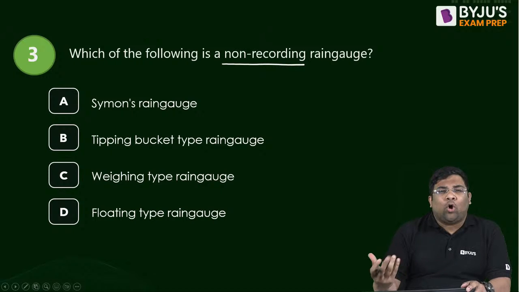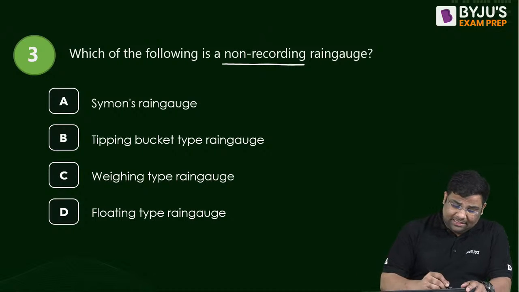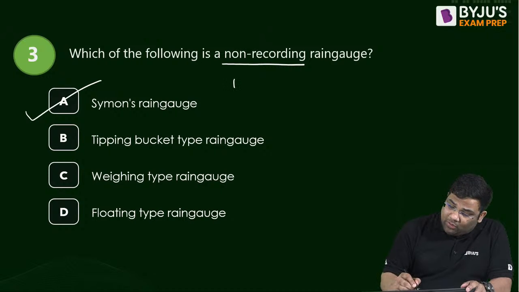Non-recording means I can say it's not automated. Which of the following is a non-recording? Yes, okay. The answer is Simon's rain gauge. So we have two types, recording and non-recording, right?